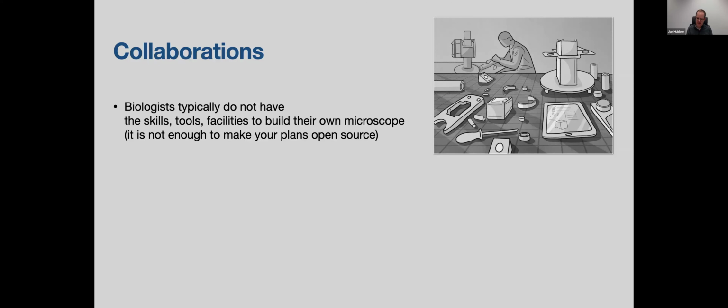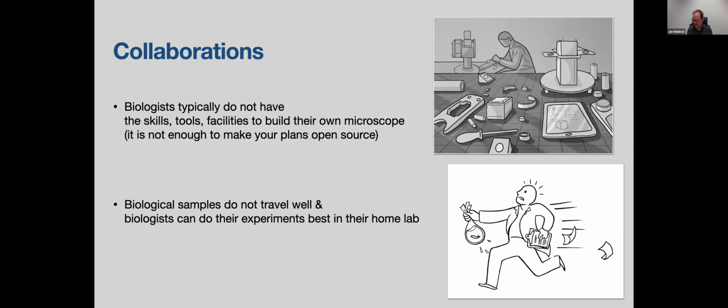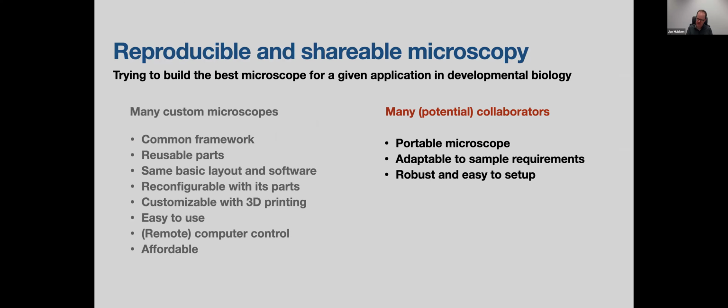And so the other thing that we have recognized is that biological samples don't travel well. And biologists like to do experiments where their samples are, like right on their bench next to the incubator. And so that's really what the Flamingo happens to address. It happens to be a portable microscope. This wasn't really a design criterion, but it just happened to be super small, very robust, easy to set up, and something that we can move around in the lab.